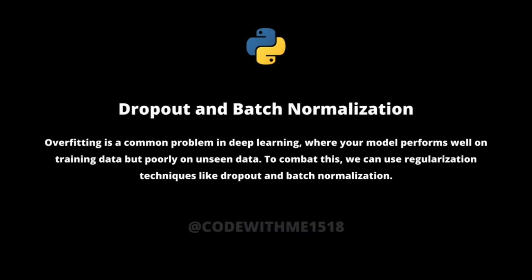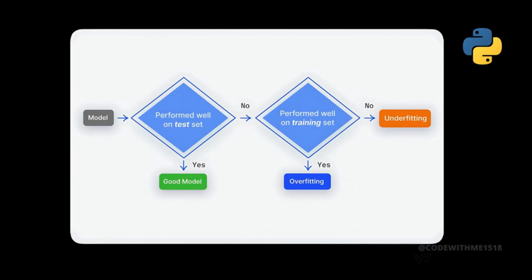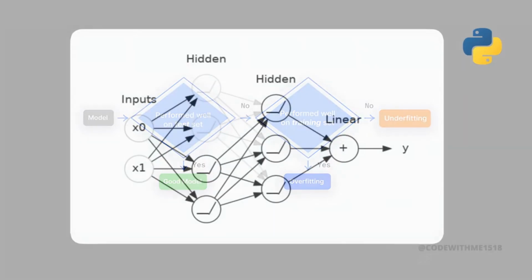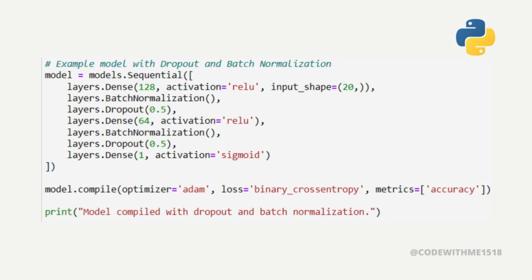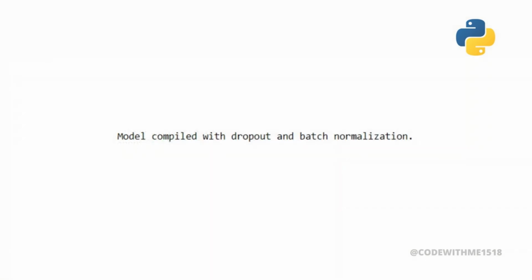Overfitting is a common problem in deep learning, where your model performs well on training data but poorly on unseen data. To combat this, we can use regularization techniques like dropout and batch normalization. Dropout randomly deactivates a percentage of neurons during training to prevent overfitting, while batch normalization standardizes layer inputs, improving stability and performance. These techniques are essential for building robust deep learning models.